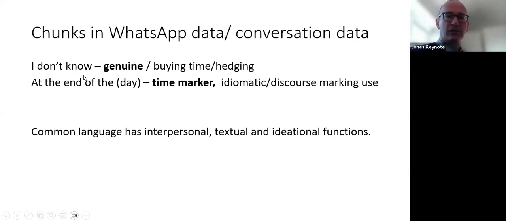So common language, such as I don't know, such as at the end of the day, in WhatsApp and also in conversations, has interpersonal functions. We hedge because we don't want to sound too direct. We don't want to force our opinions onto the other person. And it also has textual functions. For example, at the end of the day, can mark the discourse and signal to the other listener, to the other person, that a summary of our view is coming next. And it also has ideational functions. So in other words, it stands for ideas. So I don't know, of course, can be a genuine expression that we don't know something.